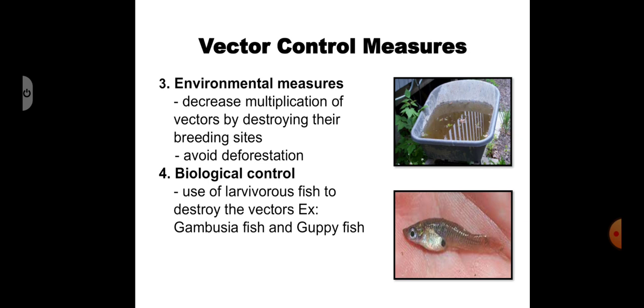Avoid deforestation, by which you can avoid tick infections. And even when you are having pets at your house, you must have seen ticks on them. So by grooming them properly, you can avoid tick-borne infections. Next is biological control. If you have some ponds or small water collections around, by growing larvivorous fish like gambusia and guppy fish, you can destroy the larvae of the mosquito.